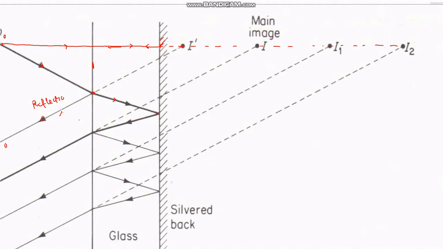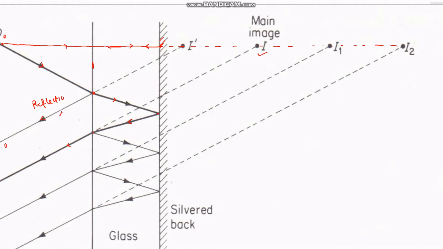Now this light which got refracted from here, since it is falling on the silvered surface, will be completely reflected back and will reach at this point. From there, since it is falling on a glass surface, a small portion will be reflected back, whereas the other maximum portion is going to be refracted. So when you are seeing, then you will be observing this image I dash.